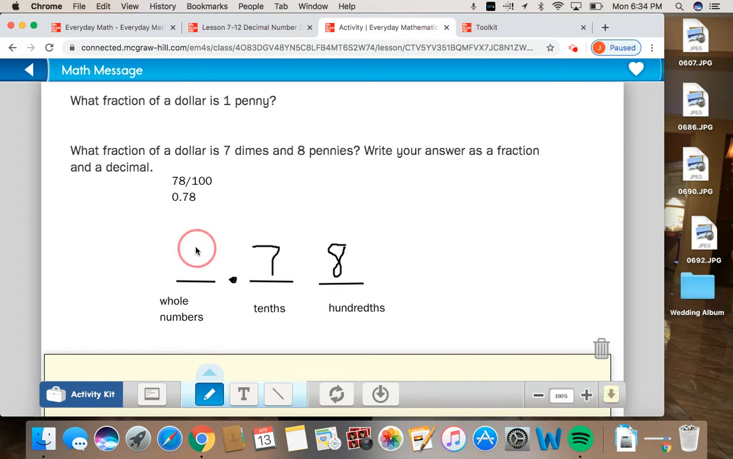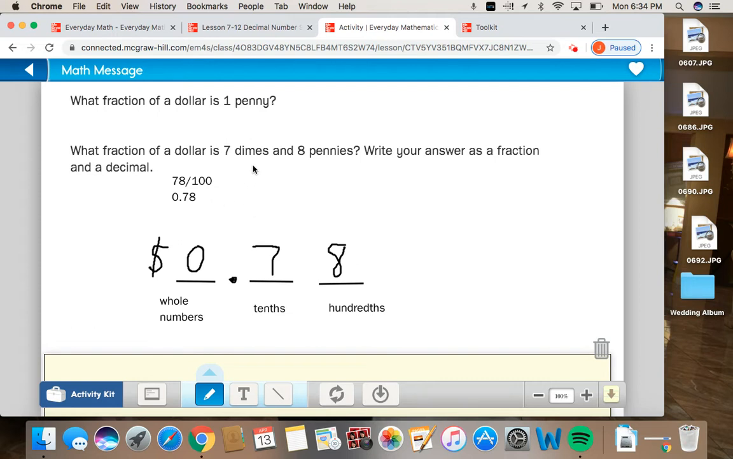And there you go. And I can put my 0 in here. And so I know if I have money, I have no whole dollars. And here is my dollar sign. So there you go. This is what we're going to be working with today. Fractions and looking at those fractions as decimals and the other way around.